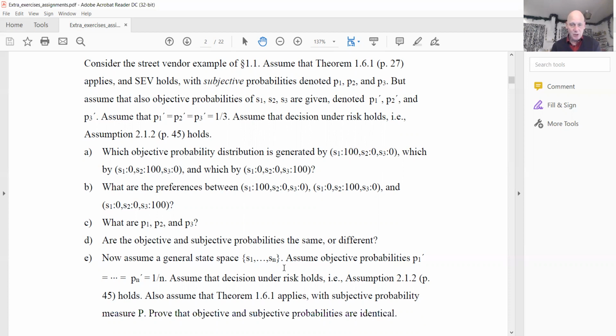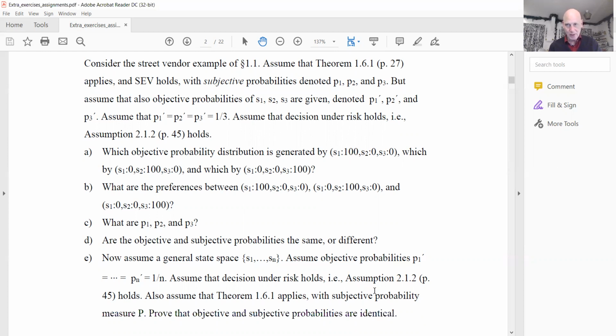But the same thing holds for subjective probabilities. It also has j elementary states with subjective probability 1 over n. So every state that has objective probability j over n, with j elements, must also have subjective probability j over n. Therefore, every event has the same objective and subjective probability.